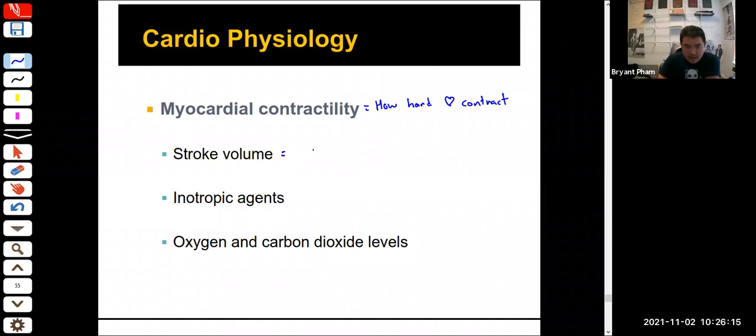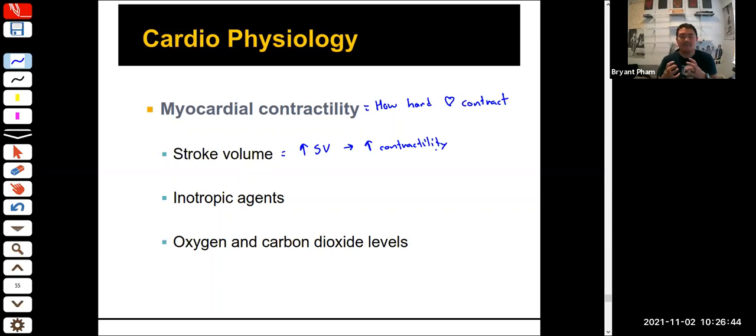Stroke volume. If you increase stroke volume, you have to increase contractility. What do I mean by this? If you increase the amount of blood that your heart sucks in, it has to beat harder to get it out. You guys have ever heard of the saying, you bite off more than you can chew?